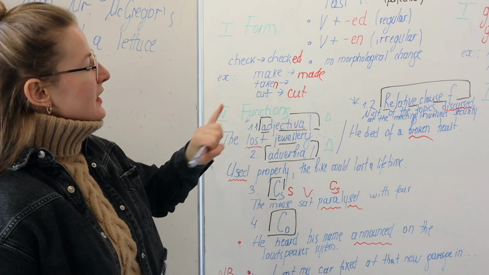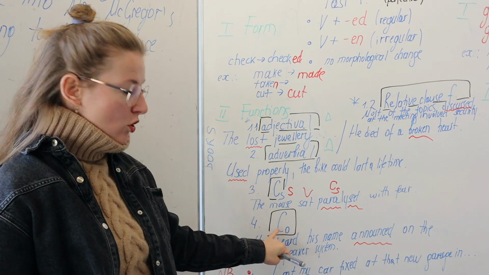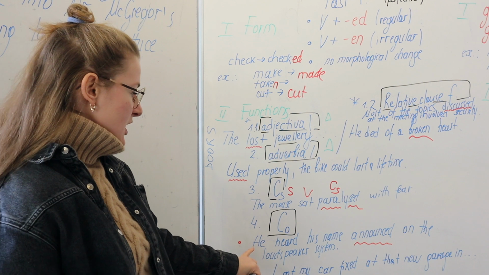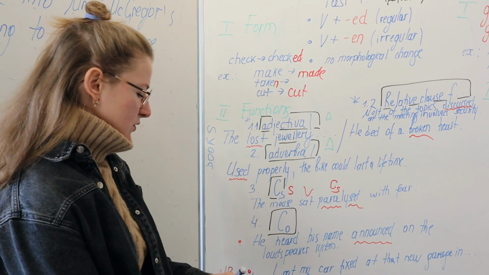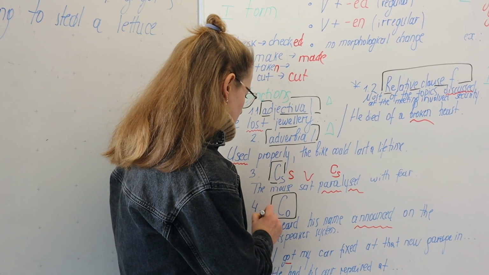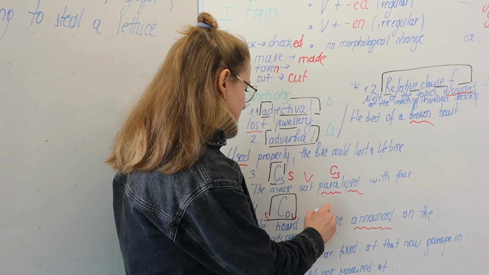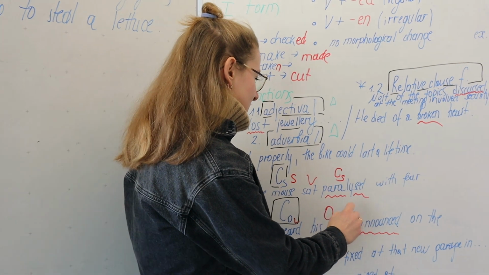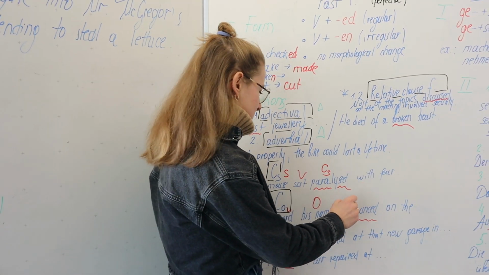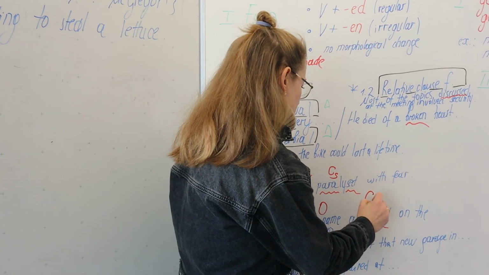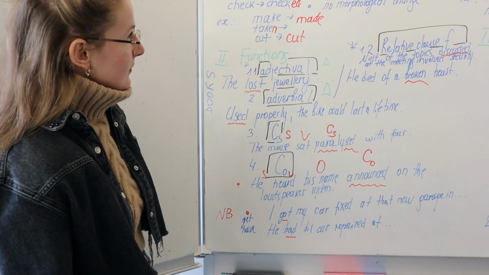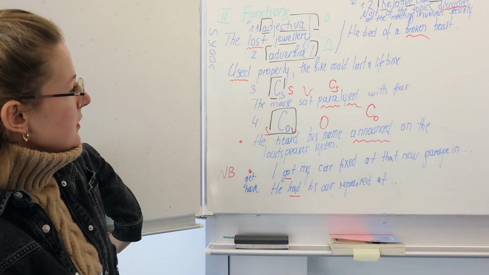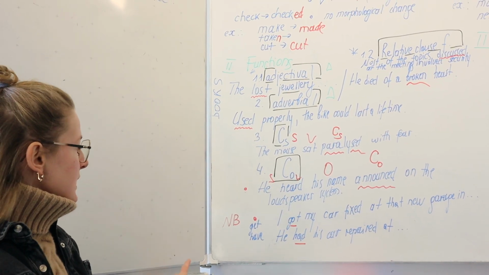Okay, the past participle can also function as the object complement. Example is, he heard his name announced on the loudspeaker system. Okay, so he, subject, heard, verb, his name, object, and then announced on the loudspeaker system is our object complement. Okay, and as you can see, let me get it up for you guys.